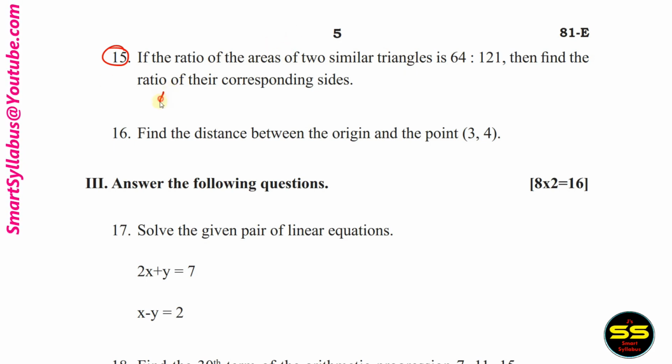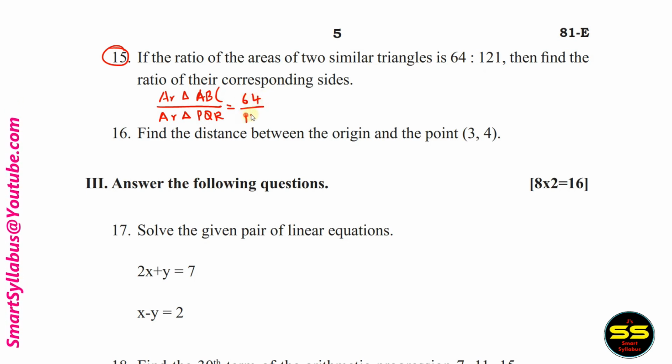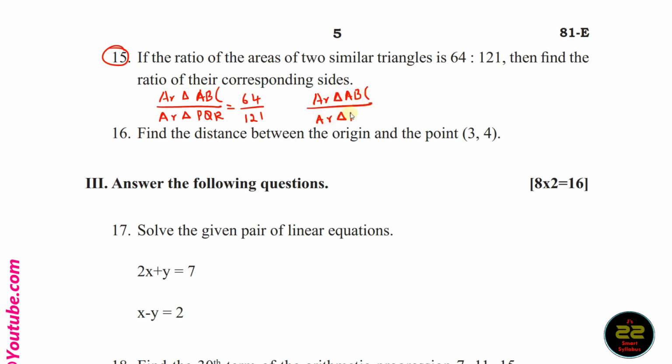What we have learned in that theorem is that the area of triangle ABC upon the area of triangle PQR is 54/121. But already we know that the ratio of areas of 2 similar triangles is equal to the ratio of the squares of their corresponding sides. It means area of triangle ABC upon area of triangle PQR is equal to, if we take BC square from this side, then here we have to consider QR square. So this part is also equal to area of triangle ABC upon area of triangle PQR, and even this part is equal to the same. So we'll compare these 2 parts now.